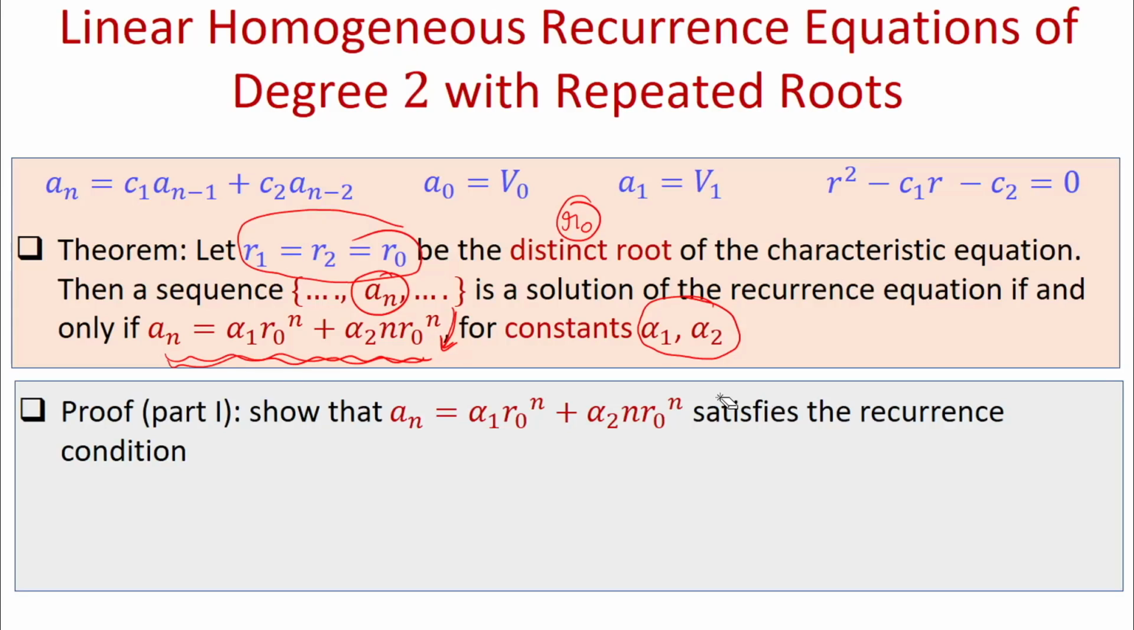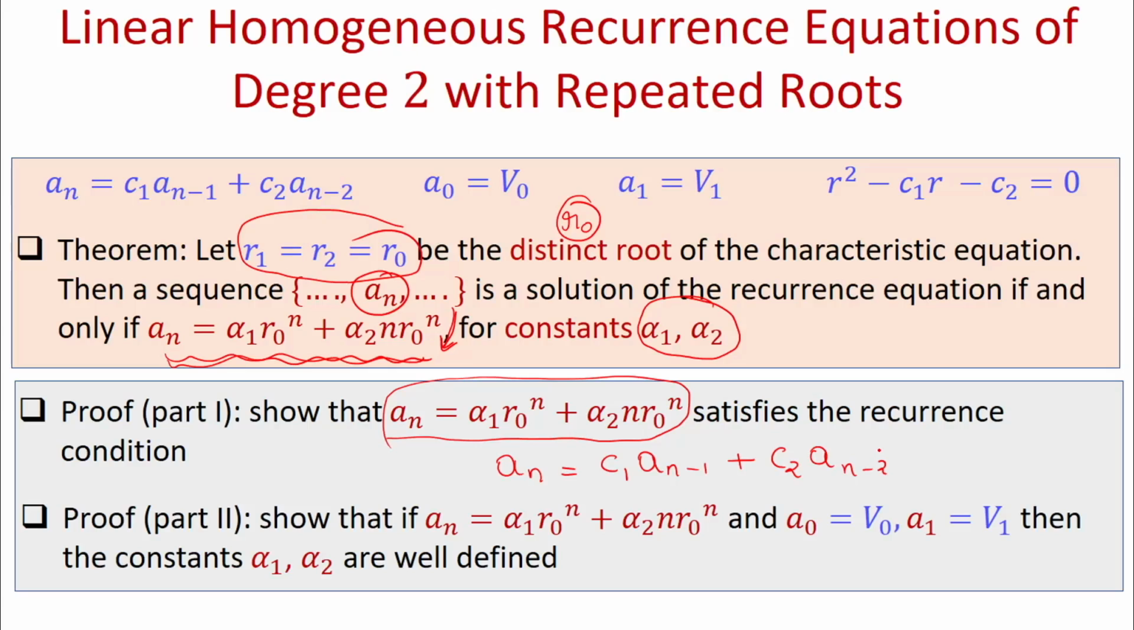There we utilized the fact that R1 and R2 are two distinct roots of the characteristic equation, and then we showed that whatever general form was there, it satisfies the recurrence condition. The same we have to do in this case as well, and we have to utilize the fact that we have equal roots for the quadratic equation. So part one of the proof will be to show that any sequence whose nth term is this, irrespective of the values of the constants alpha 1 and alpha 2, will satisfy the recurrence condition that a of n is equal to c1 times a of n minus 1 plus c2 times a of n minus 2. And we can prove that very easily.